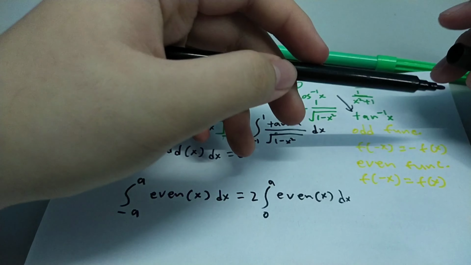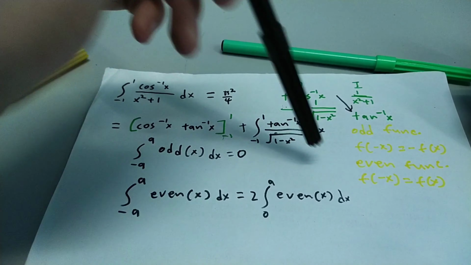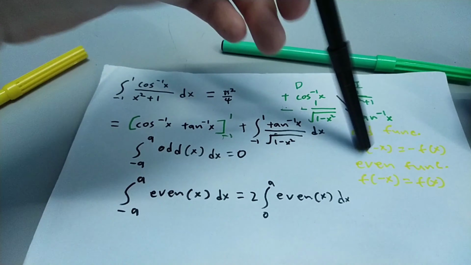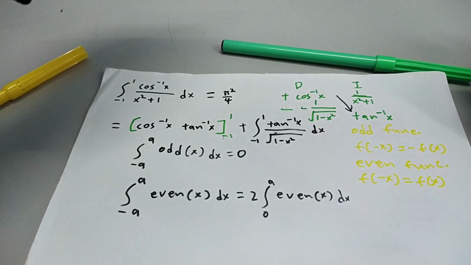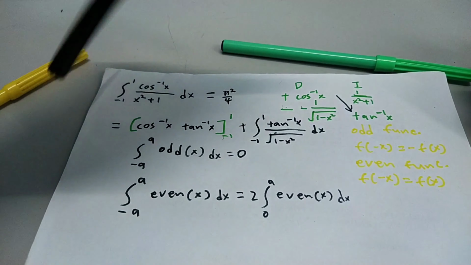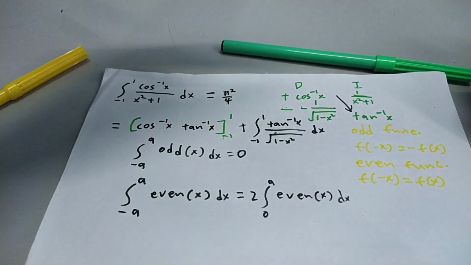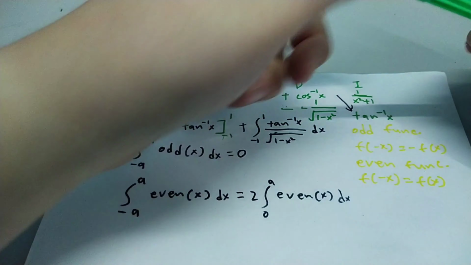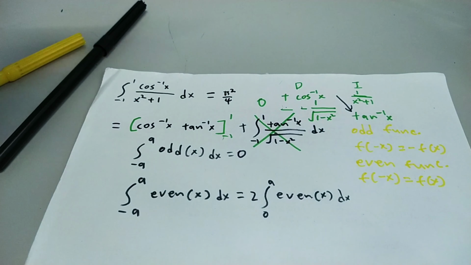Now look at this. Inverse tangent of x satisfies the odd function property, which means it is an odd function. While 1 over the square root of 1 minus x squared satisfies the property of an even function. And an odd function times an even function results in an odd function. So this whole thing is nicely equal to 0. It's just basically a decoration.